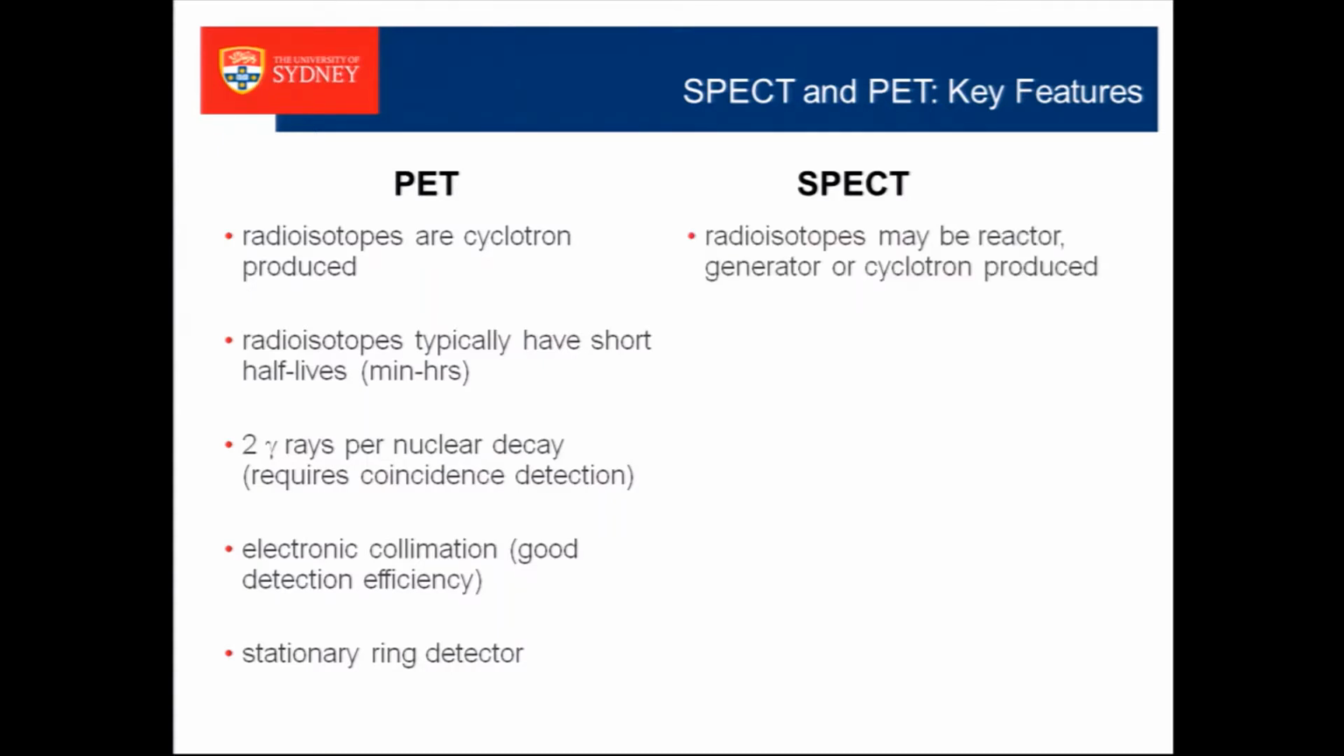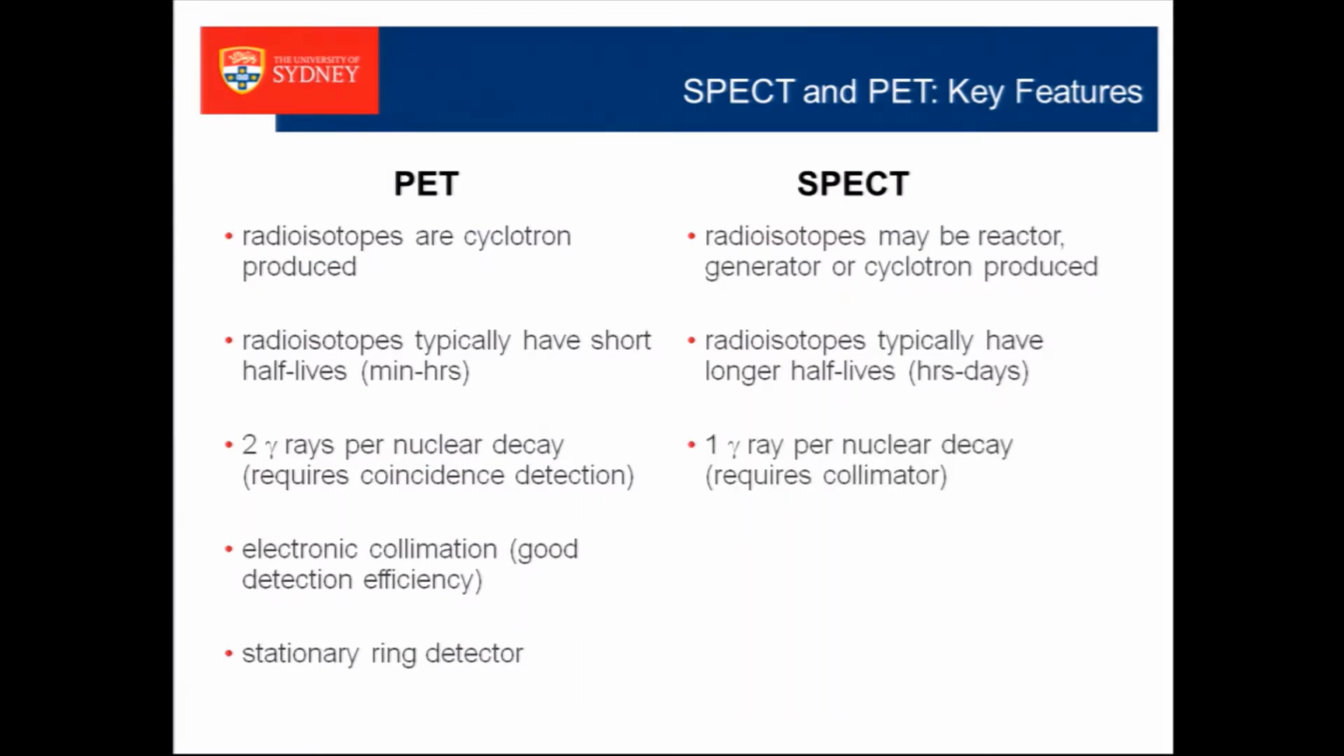SPECT, on the other hand, radioisotopes may be reactor, generator, or cyclotron produced. Radioisotopes typically have longer half-lives in the region of hours or days. They release 1 gamma ray per nuclear decay, hence the name single photon emission computed tomography. And they require physical collimation, which gives us poor detection efficiency. And usually SPECT cameras have rotating detectors.